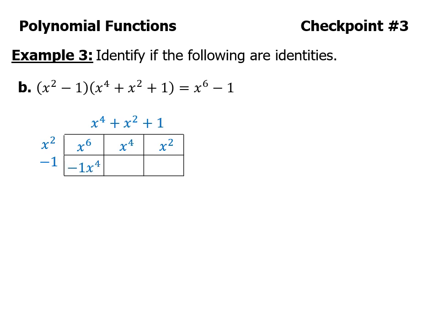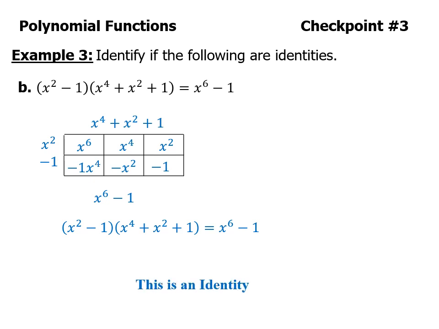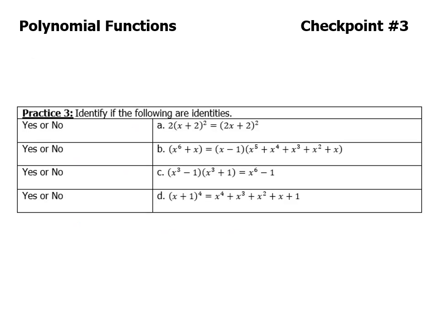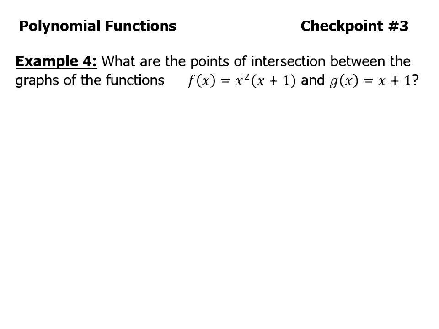On the bottom row, we get negative 1x to the fourth minus 1x squared minus 1. The x to the fourths cancel, the x squareds cancel, we get x to the sixth minus 1. They are equal, so it is an identity. And then I'm having you practice the same thing here.